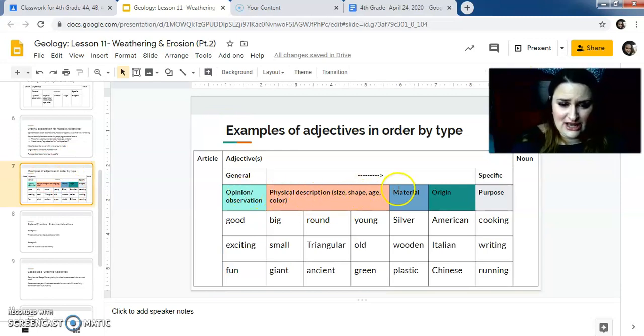So size, shape, age, and color. Examples: big, small, giant. Those are all size, obviously. Round, triangular, shape. Age: ancient, young, old. Color: green. So these are all different examples of them, and you can see that we put them in this order: size, shape, age, and color.